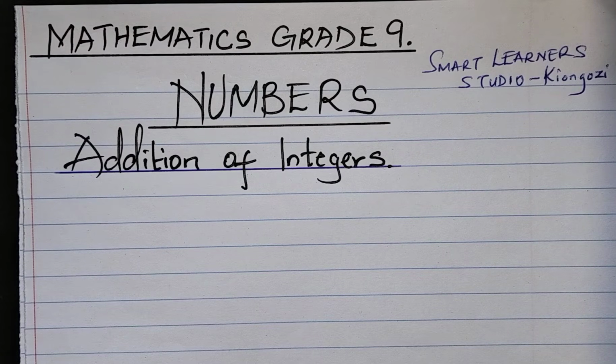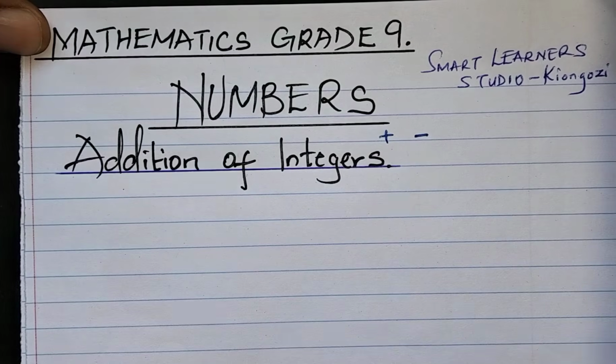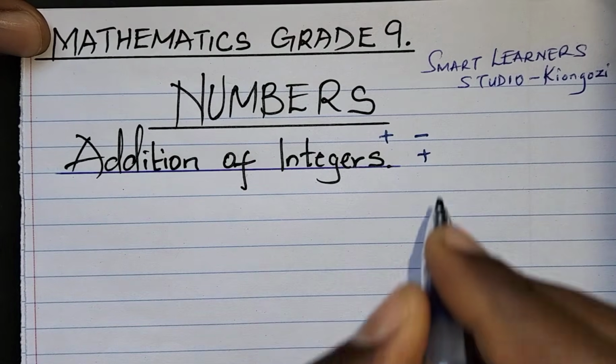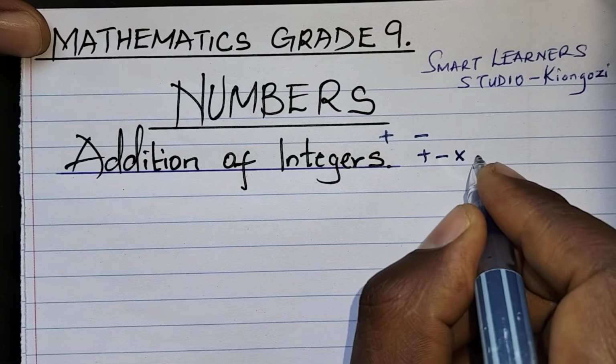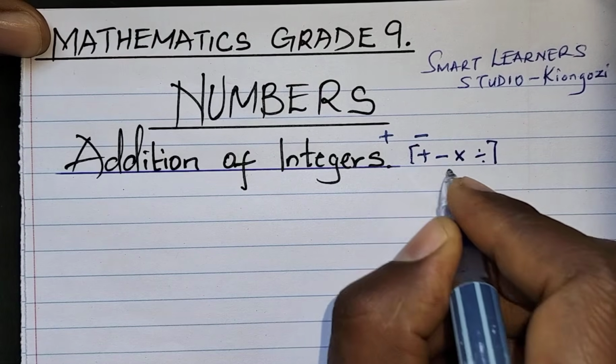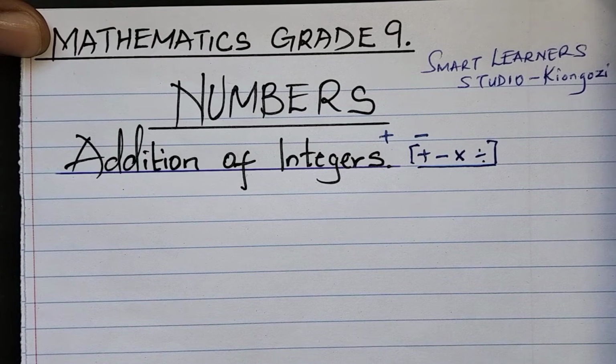In this particular video, we are doing the first strand of mathematics grade 9, which is numbers. I want us to specifically concentrate on addition of integers. Remember, integers are positive and negative numbers. In the operations of these positive and negative numbers, we have addition, subtraction, multiplication, and finally division. These are the four operations. Just follow me and please concentrate as we cover all these operations.